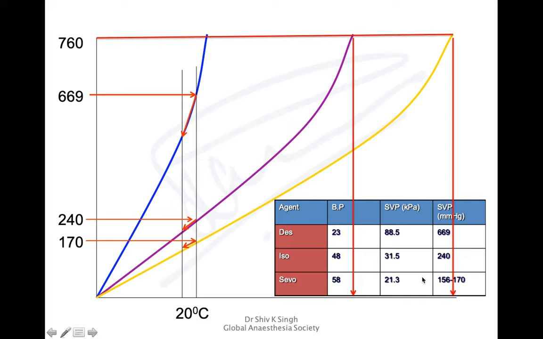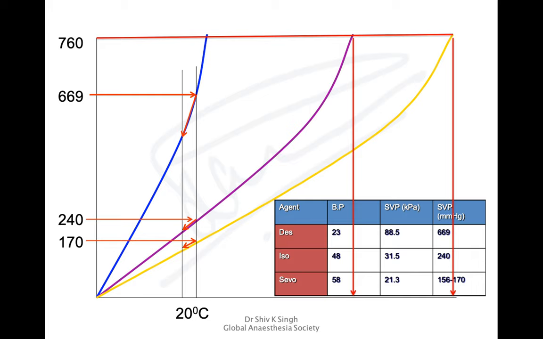Whereas for isoflurane, the boiling temperature is 48 degrees. Okay, at 48 degrees, if you raise the temperature, it'll start boiling. And whereas for sevoflurane, it is 58 degrees. So those are the boiling points. But we're not actually working at those temperatures. We work at 18 to 20 degrees Celsius.